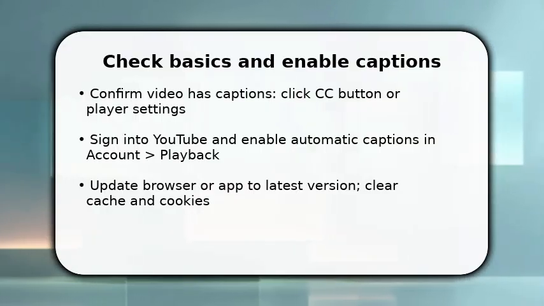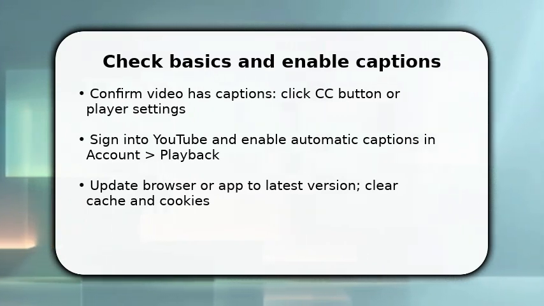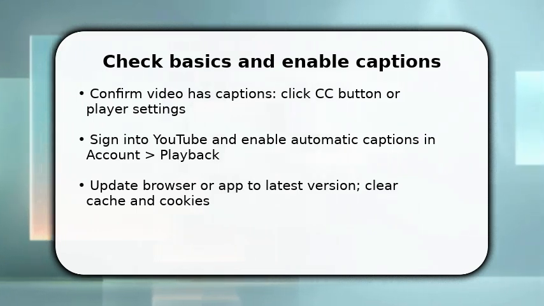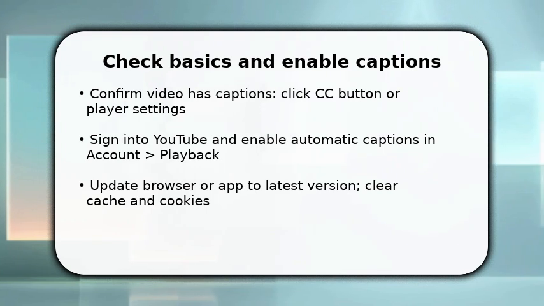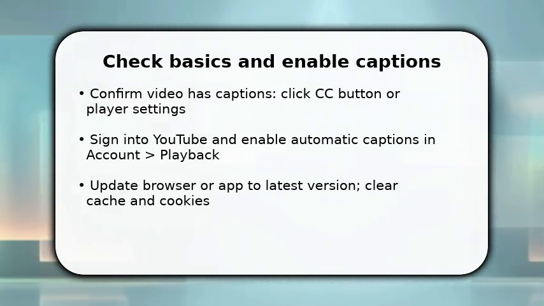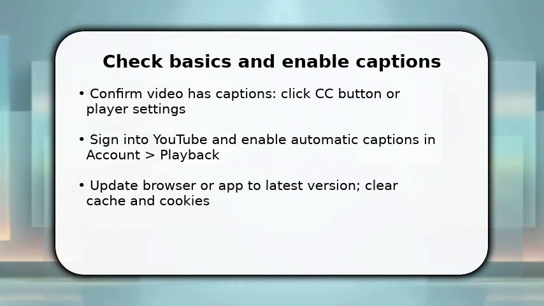You're starting by ensuring the basics are set so captions can appear. First, open the video and click the CC or settings icon to force captions on. This tells YouTube to load subtitle tracks. Next, sign into your account and verify auto captions are allowed in your playback settings so generated captions display. Once done, update your browser or app and clear cache and cookies to remove stale data that can block subtitle files. These steps prepare the player to request subtitles correctly.